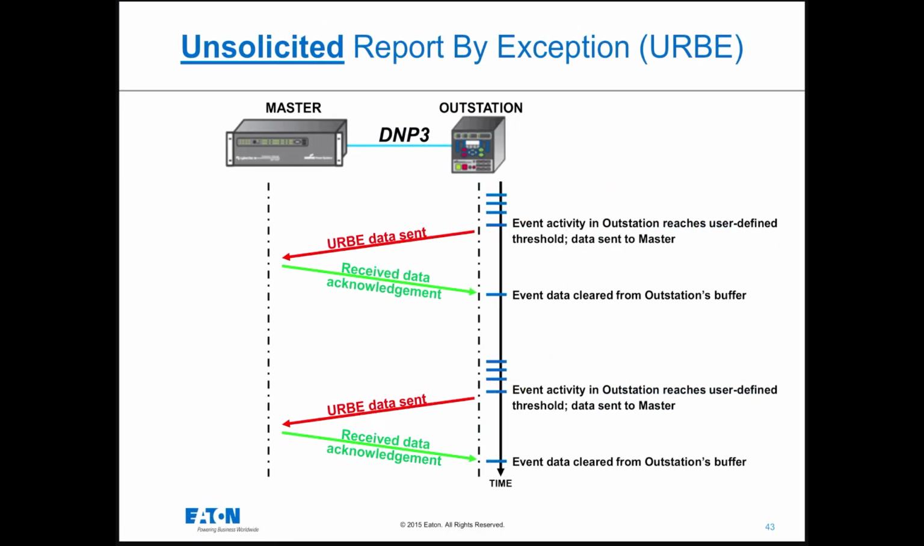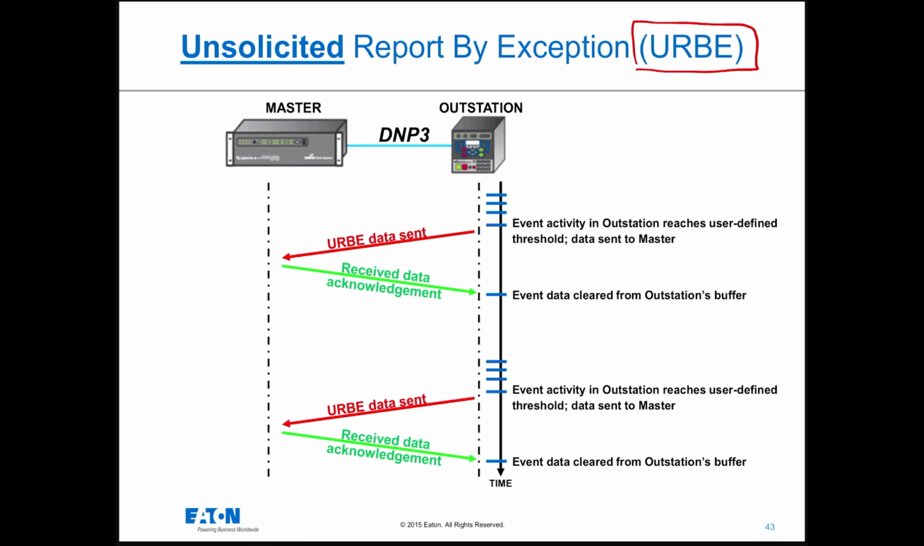So lastly, I'm just going to talk about report by exception here, RBE, and then I'm going to leave it at that. But when it comes to report by exception, remember we have 2 types. We have unsolicited, or URBE, and then we have PRBE, which is polled report by exception.